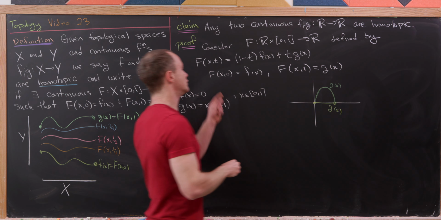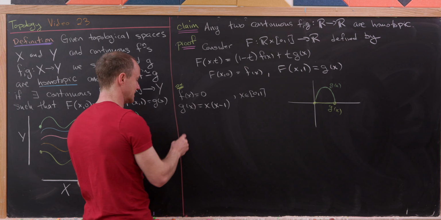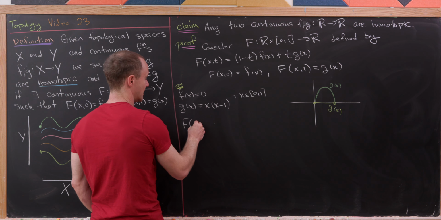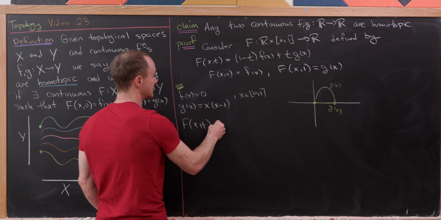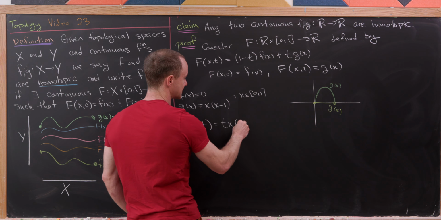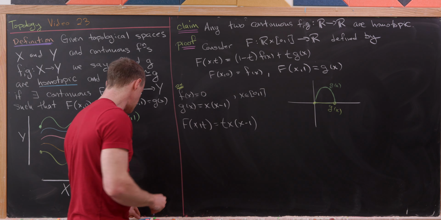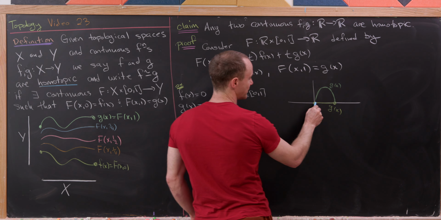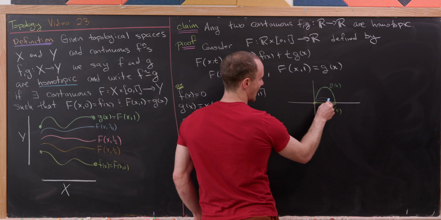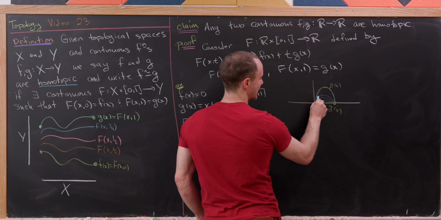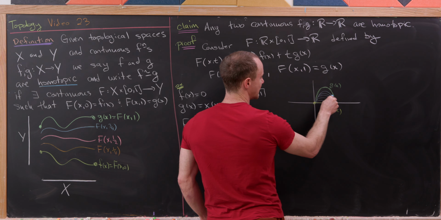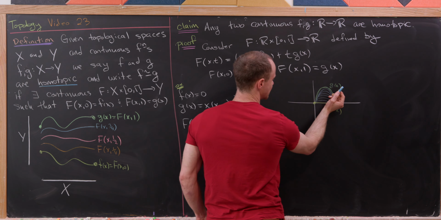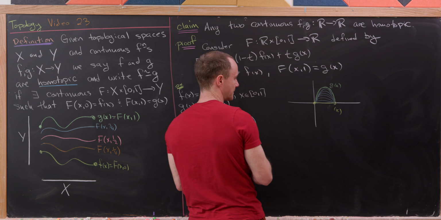Using this formula exactly, we can define F of x comma t to be equal to t times x times (x minus 1). And so, of course, that's just going to build us little parabolas all the way interpolating between our f of x and our g of x. That should have been an F down there.